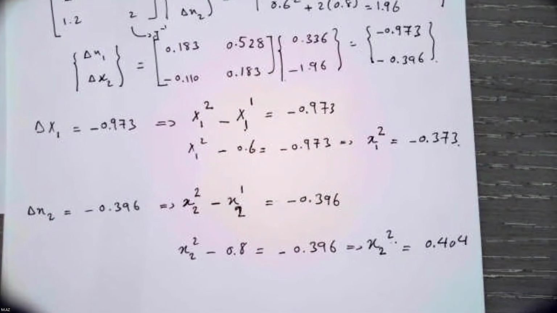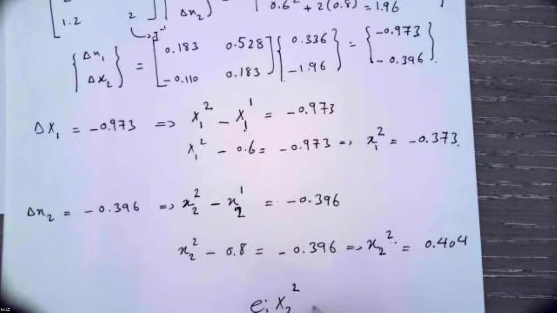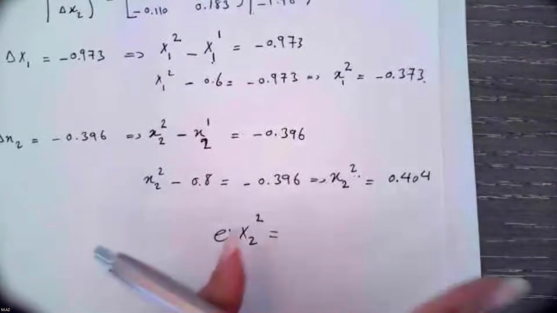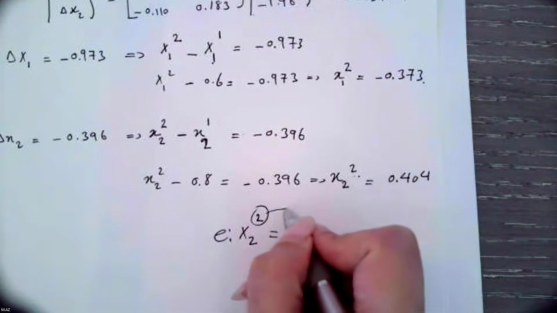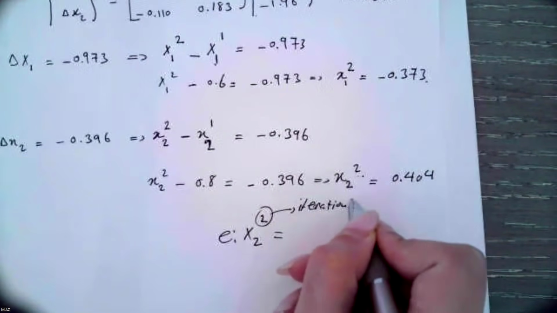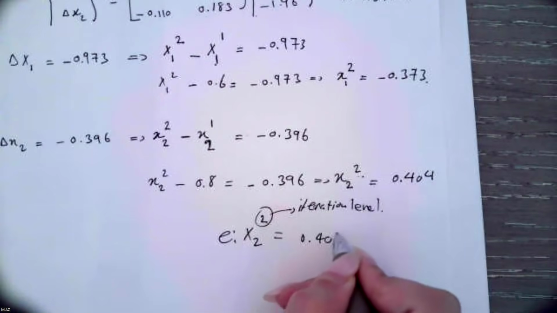This is the answer of part E, the value of x2 for the second iteration. Again, this is talking about the iteration level, which is 0.404.